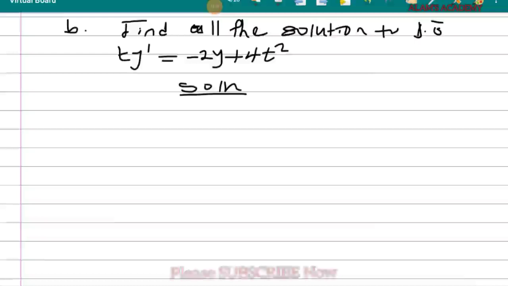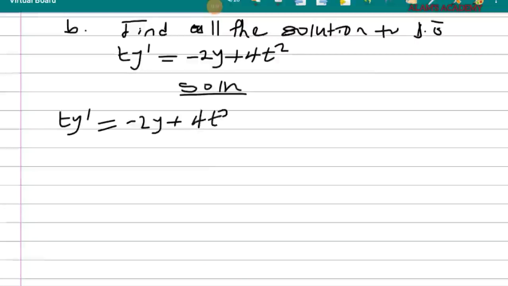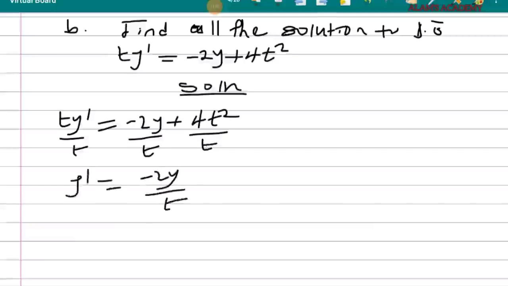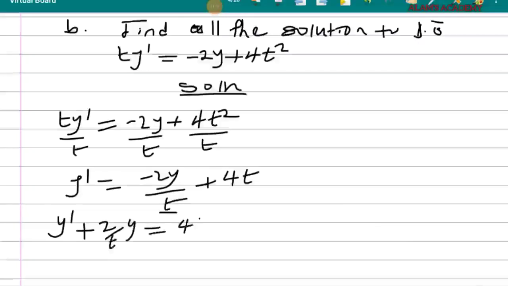Now we have t y prime is equal to negative 2y plus 4t squared. Divide through by t. So I have y prime equal to minus 2y over t plus 4t. Okay, grouping like terms, I'm sending this to the left-hand side. So I have y prime plus 2 over t y is equal to 4t.